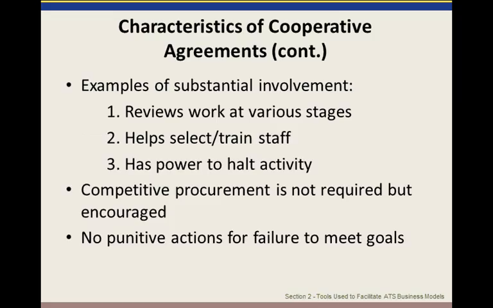Examples of substantial involvement means that the FLMA would play a role in reviewing the work of the cooperator. The FLMA may actually help select and train staff, and then they also have the ability to terminate the arrangement. In a cooperative agreement, competitive procurement is not required but is encouraged, and then these agreements don't entail any sort of punitive actions for a failure to meet goals or fulfill responsibilities.